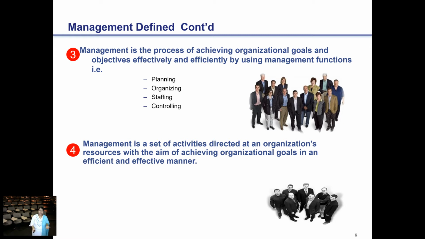This definition is given by Henry Fayol. He says that management is a process of achieving organization goals and objectives effectively and efficiently by using management functions. Very simple meaning. He just says that management is nothing but all the processes involved in achieving the organization goals and objectives effectively and efficiently by using management functions. So what are the management functions? You have planning, you have organizing, you have staffing, you have controlling. All these four put together is what is called management.